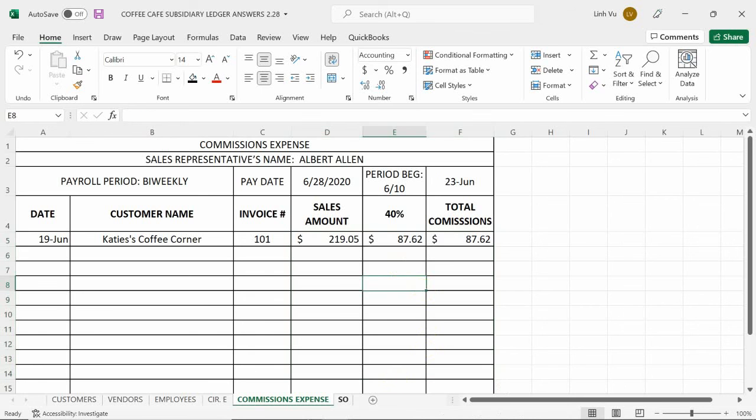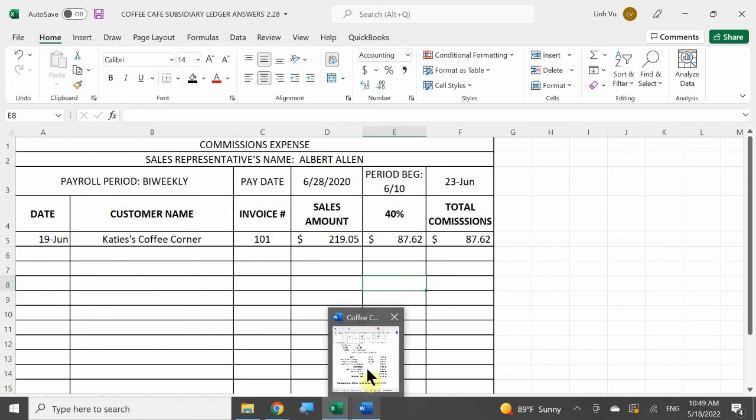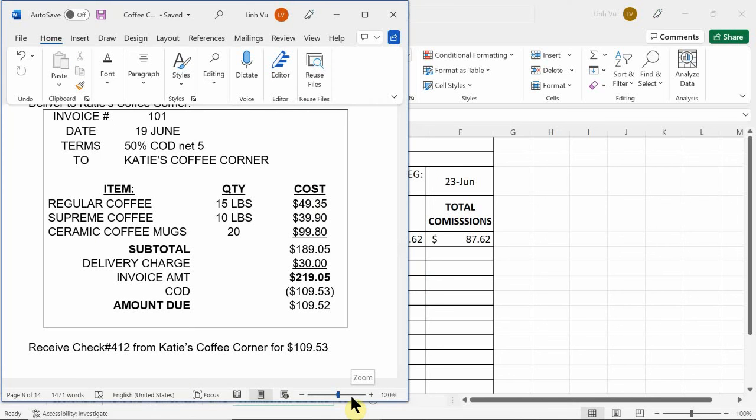All right. So there you go. We completed the sales order. We calculated the commissions. All right. So then we're done with the subsidiary ledger. Right? Now, in this case, what did I sell to Katie?